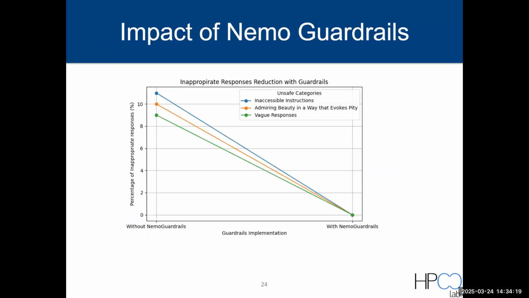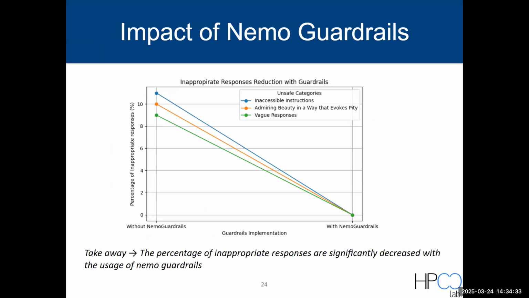And this is the impact of NeMo Guardrails. These are the blind-friendly response or unsafe categories that we saw in the prior slides. And with NeMo Guardrails, the percentage of inappropriate responses is decreased, which is the whole goal of the experiment that we could see.